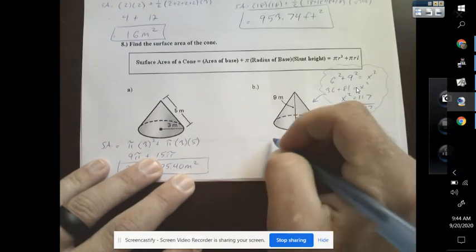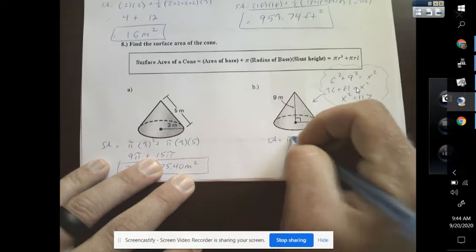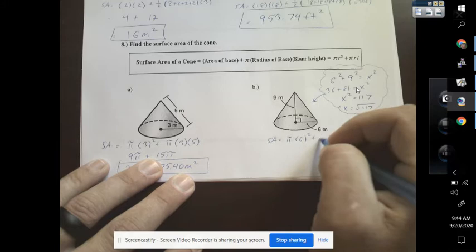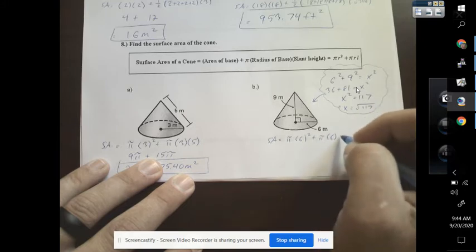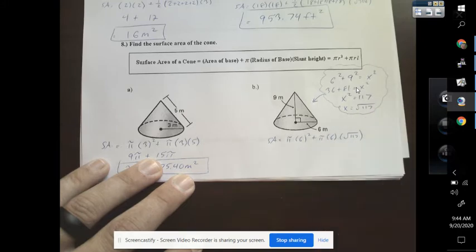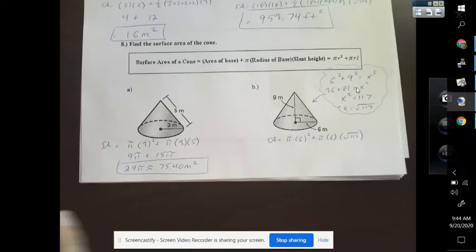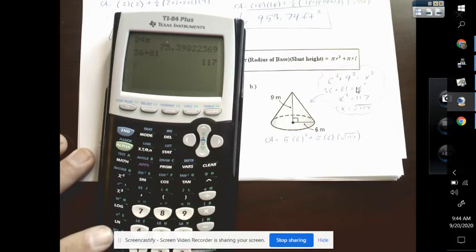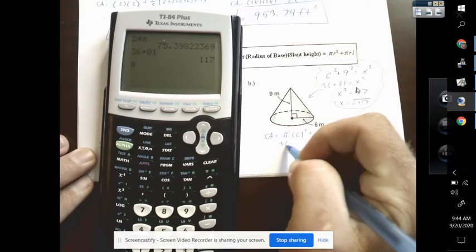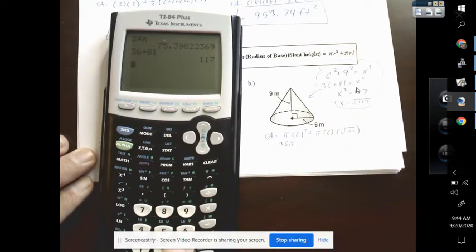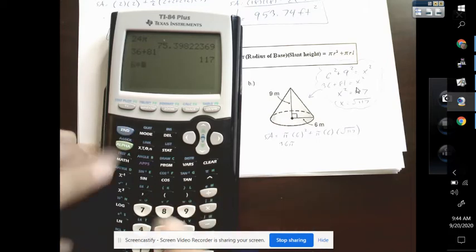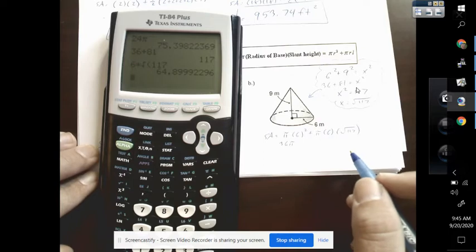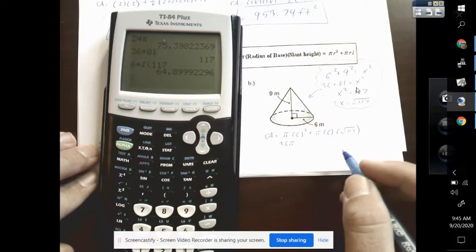So if I go down here, surface area, pi r squared, so pi 6 squared, plus pi times 6 times my slant height, which is square root of 117. This is going to be a little bit harder to put in terms of pi, but I'm going to try it out. So we've got 36 pi here, and then 6 times square root of 117 is 64.899, which rounds up to 64.90.